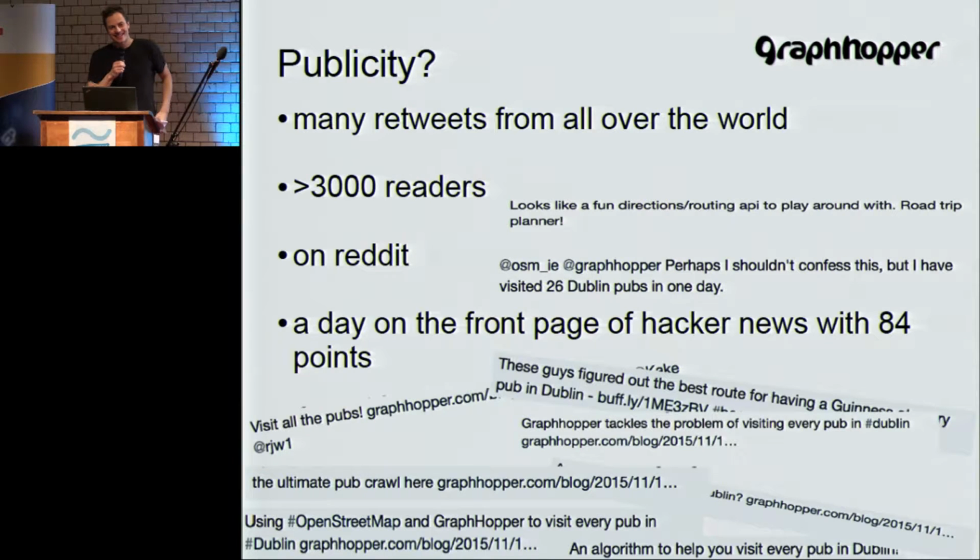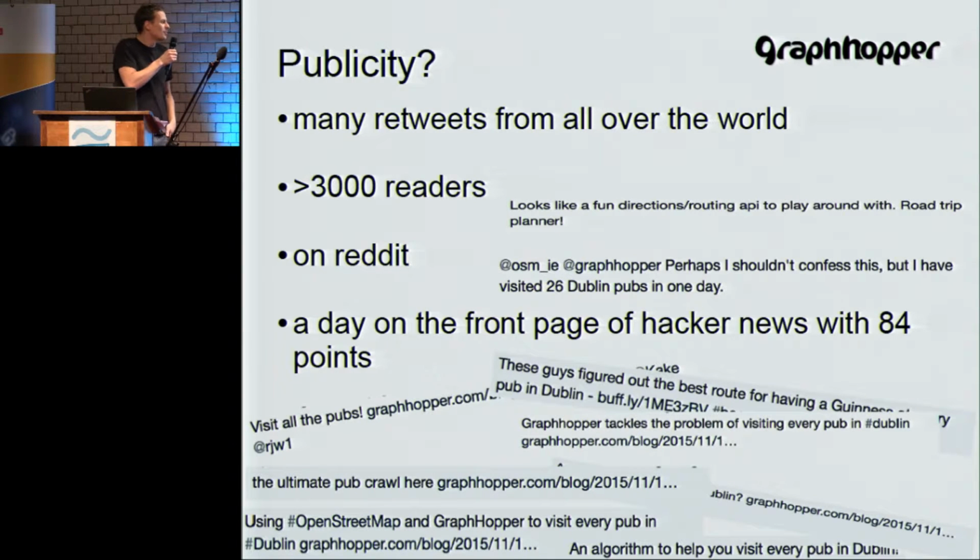So we got many retweets from all over the world. Almost 3,000 readers. We were on Reddit. We even managed to be a day on the front page of Hacker News with 84 points. And I just put some of the tweets here on this slide. And my favorite one is, perhaps I shouldn't confess this, but I have visited 26 Dublin pubs in 1 day. And yeah, other nice tweets.